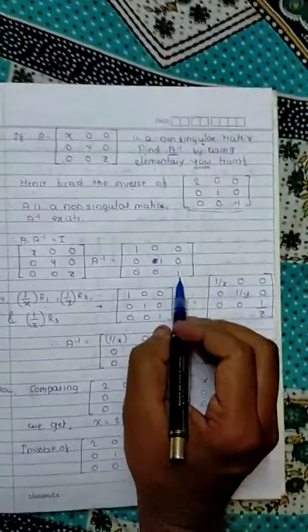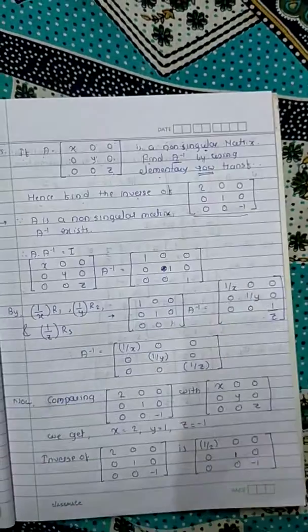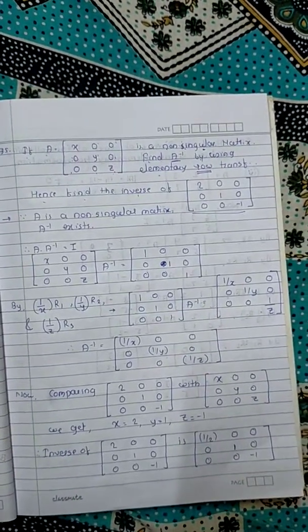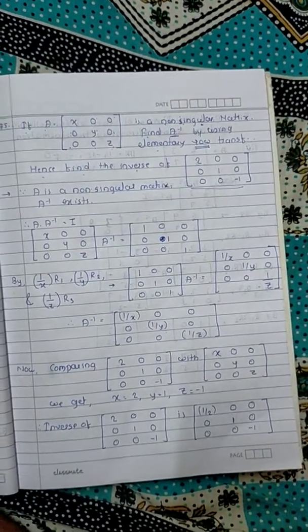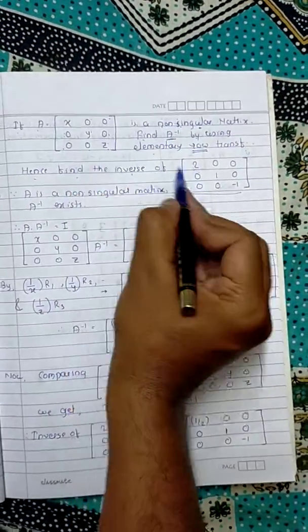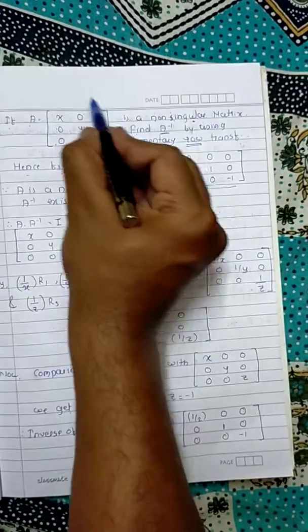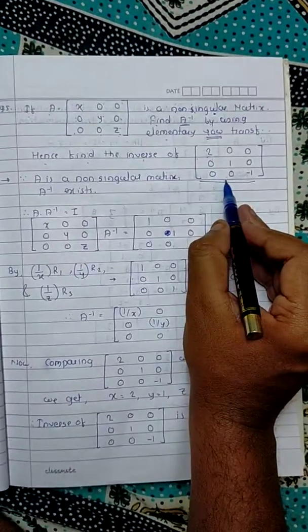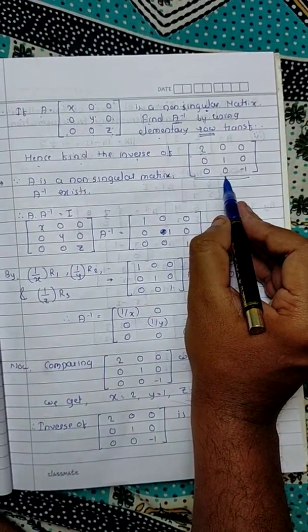If you can observe properly, the first question is quite easy. To find A inverse, that means you are going to use that A into A inverse property which I have already explained. And the second thing, if you observe, it is similar to this. So once you are able to find the inverse of this matrix, you will be able to find the inverse of this particular matrix also.